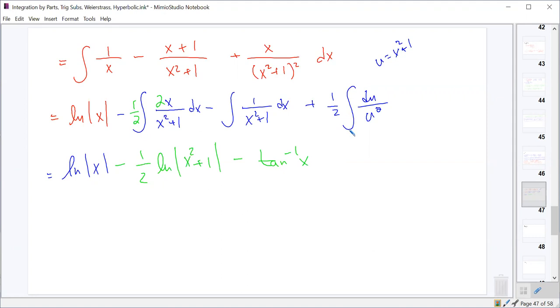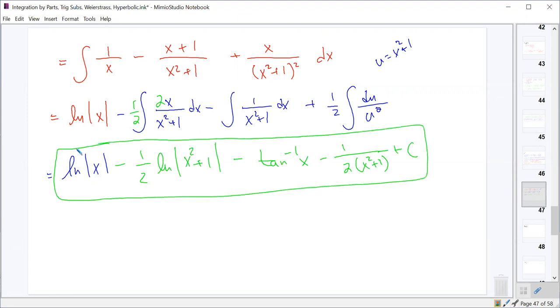And then this one ought to become, if this is u to the negative 2, that ought to become minus 1/2 u to the negative 1, or minus 1 over 2 times u, which was x squared plus 1, plus our constant. Good or no? Any questions or issues on that one?